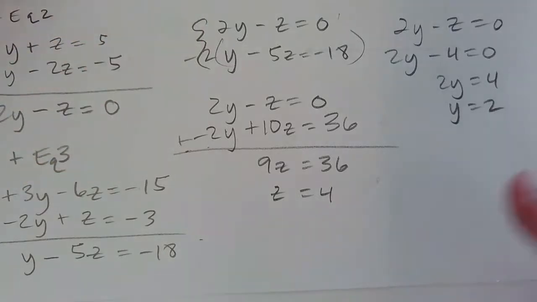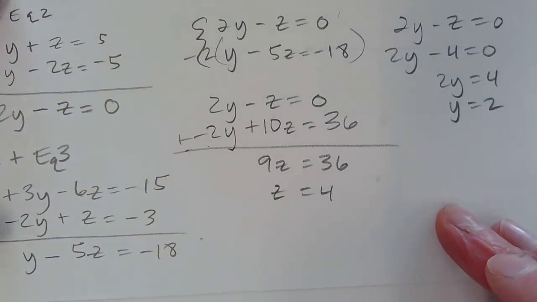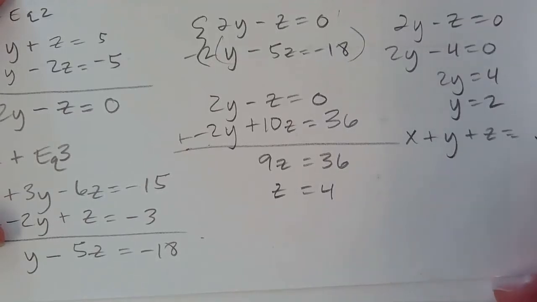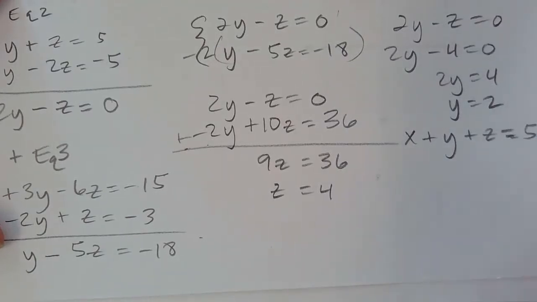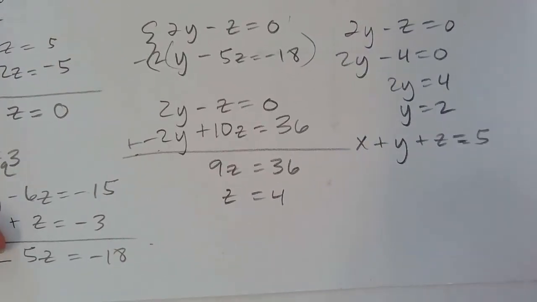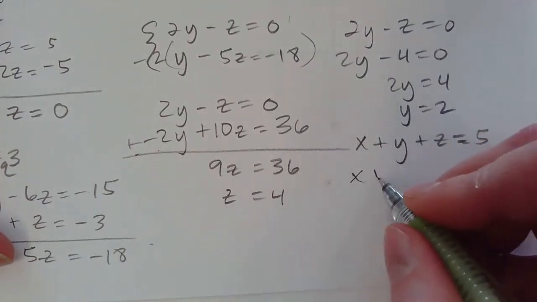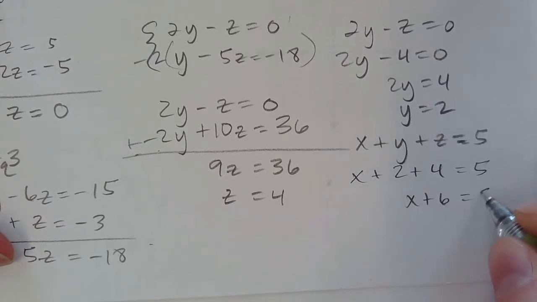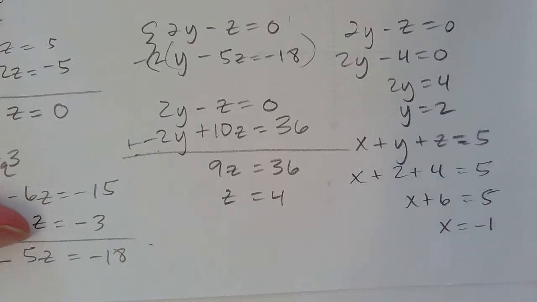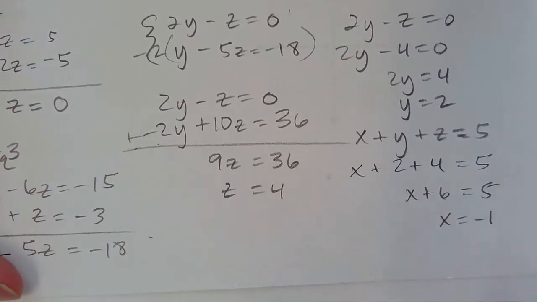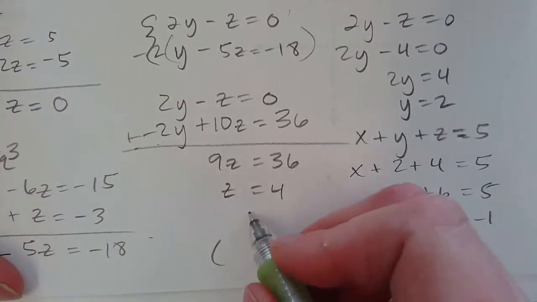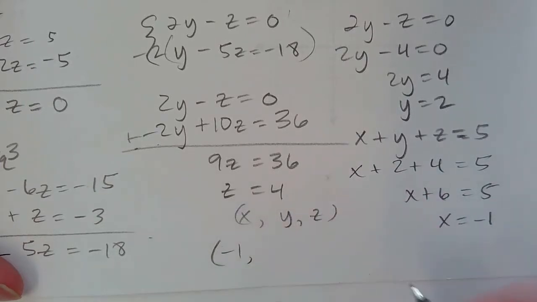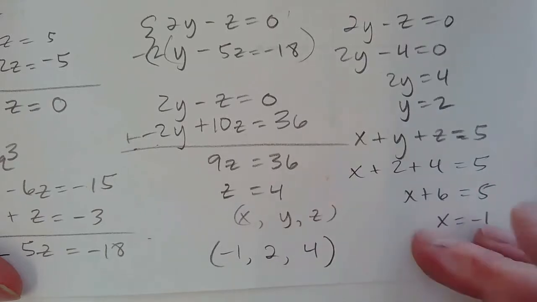And then once I find y, now I go back to the very first system. And so I think the easiest equation to work with is the first one, but you can use any of them. Like math should just work. It doesn't matter which equation I pick. So if my x plus y plus z equals 5, then I have x plus 2 plus 4 equals 5. And that means my x is negative 1. And so I have a triple now. So instead of an ordered pair, I have an ordered triple, which is an x, y, z, all in parentheses. So negative 1, comma 2, comma 4.